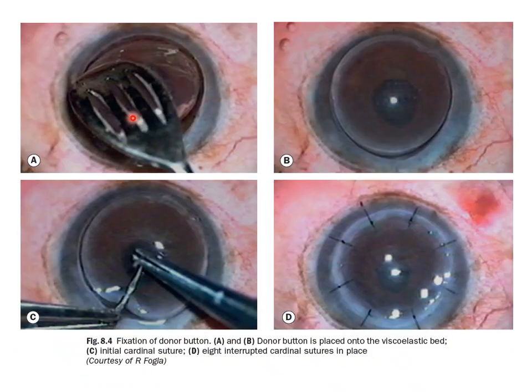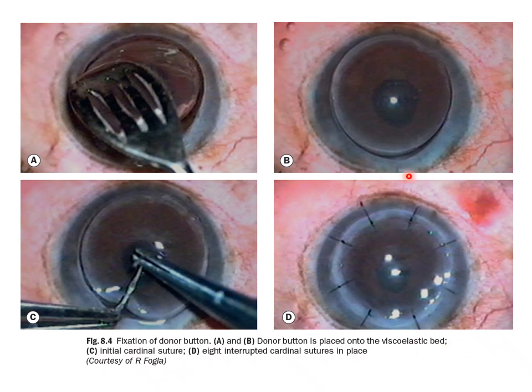Next, the button that we had created, we take it from the Teflon block that was put aside, and we check the epithelial and the endothelial side, and then we place it on the recipient bed like this. It looks like this. Then the first suture is placed at 12 o'clock, the second at 6 o'clock, then 9, 3 o'clock, and other sutures.